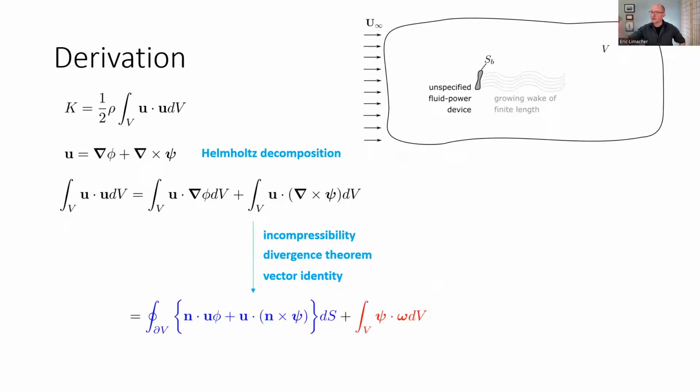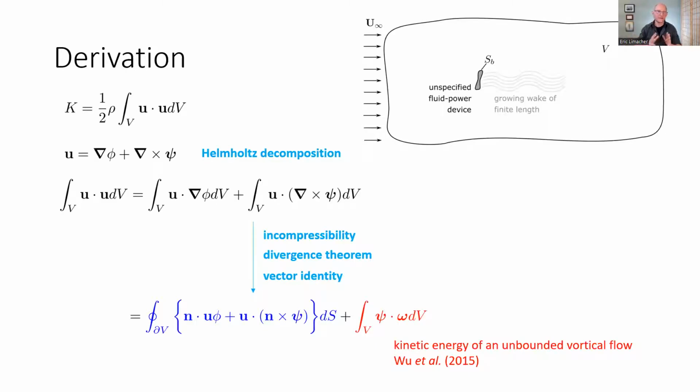So I'll draw your attention first to the second term, which, if we had an unbounded flow, but the flow decayed, the velocity decayed to zero at infinity, and we had no embedded bodies in the flow, then this would be the total expression of the kinetic energy in the flow. So I bring that up just to point out we expect this in general to be a positive quantity.